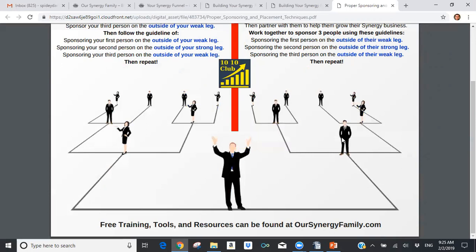So what you would do is you'd go into your back office and you would look to see left side, right side, what is the CV volume on those sides? Now, if they're both equal, then you can decide whether you're going to put them on the outside of the left or the outside of the right. But if one side, let's say the left side, came in with 150 CV of volume, and this person on my right side came in with 300 CV of volume, then my decision for the third person is going to go on the outside of my weak leg, which means that you would put them here on the outside of that first person I sponsored. That way you're always trying to balance your two legs.